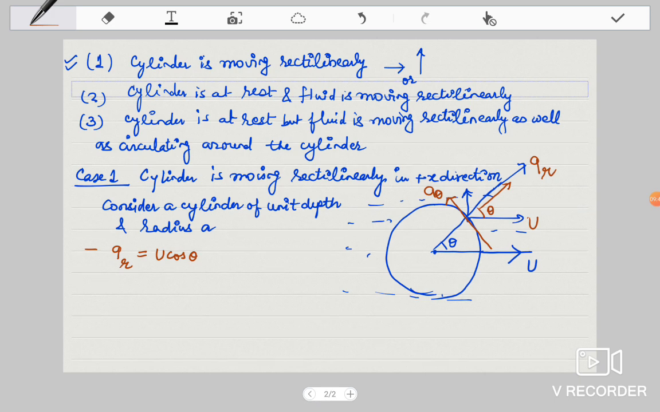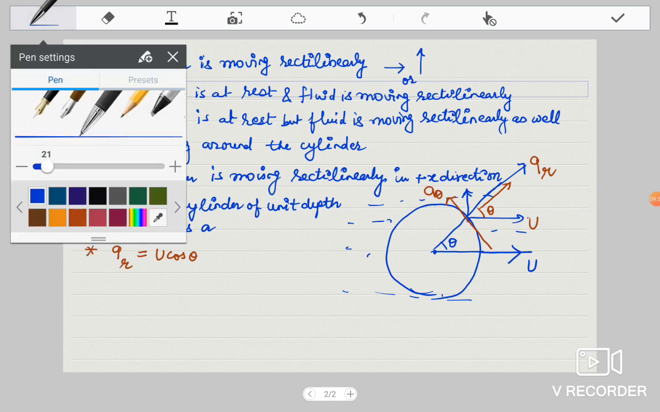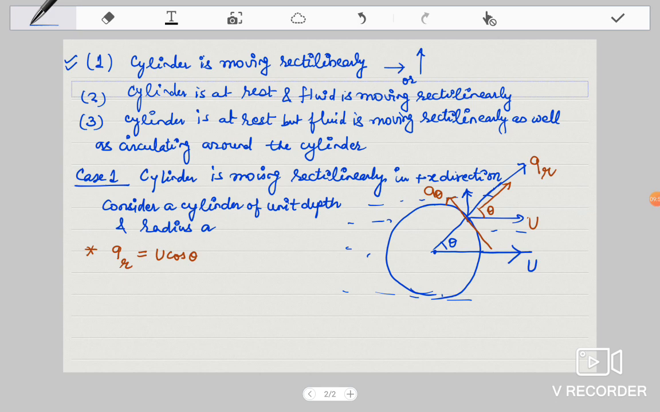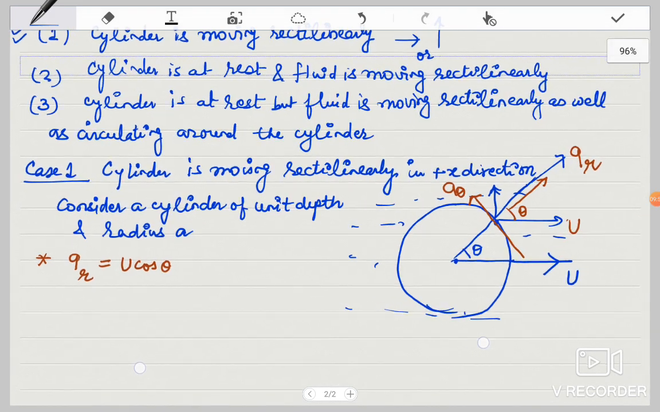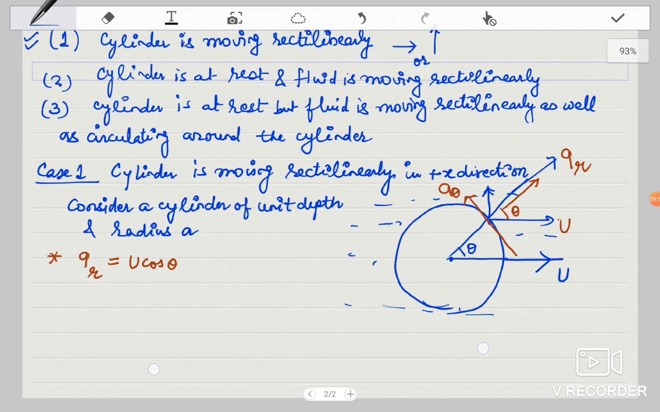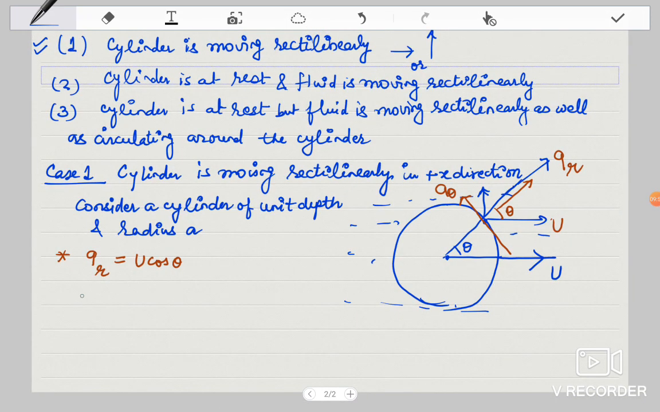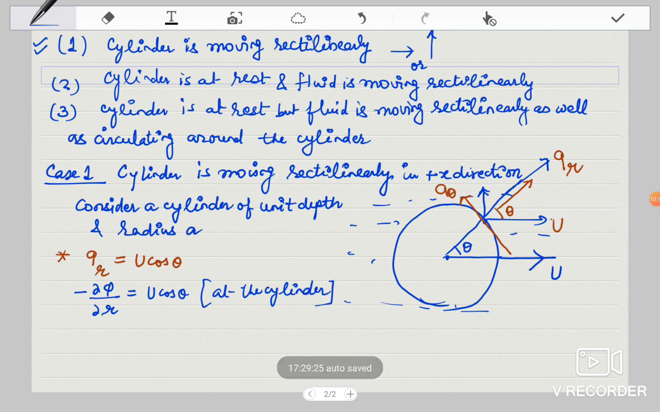Now this q_r may be written as minus delta phi by delta r. So it is u cos theta. You may say it is at the cylinder, so it is at r equal to a, the surface of the cylinder.